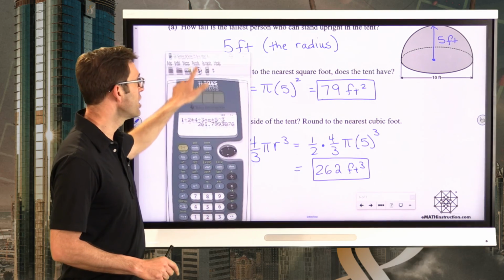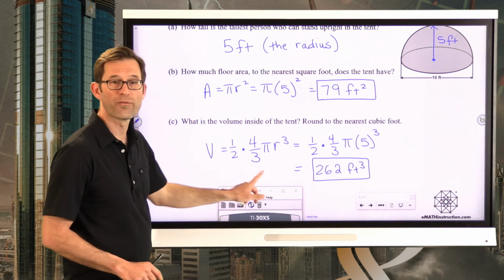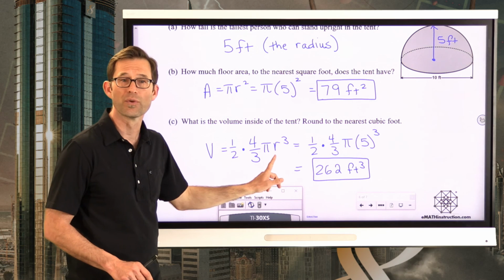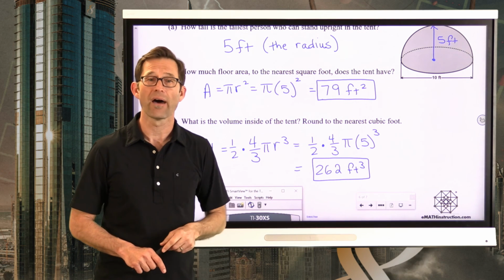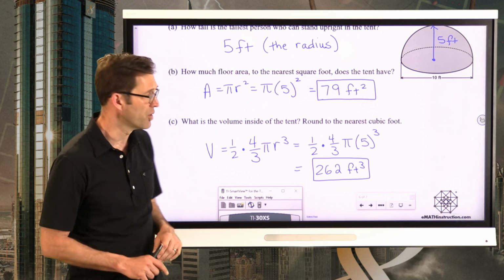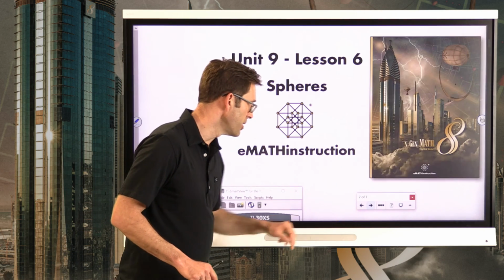Again, absolutely nothing wrong with first figuring out what 4/3 pi r cubed would be equal to, then dividing your answer by 2 because you've only got half of a sphere. That's a great way to do it. Let's wrap this thing up.